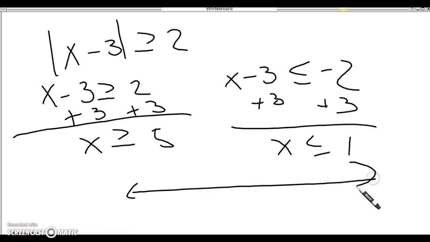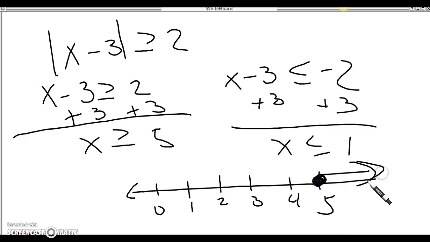So when I graph it, for the first one, x is greater than or equal to, so it's going to be a closed circle going in this direction. For the second one, x is less than, so it's going in the negative direction. I hope this helps.